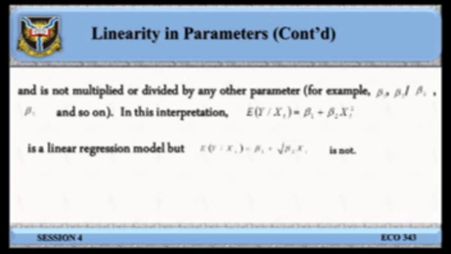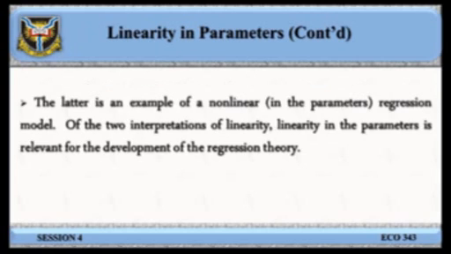In this interpretation, E(Y|Xi) = β1 + β2Xi² is a linear regression model, but E(Y|Xi) = β1 + √β2 Xi is not. The latter is an example of a non-linear in the parameters regression model. Of the two interpretations of linearity, linearity in the parameters is relevant for the development of the regression theory.